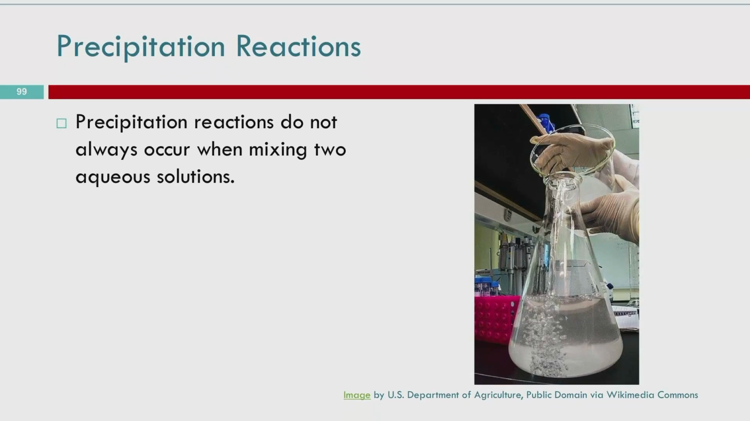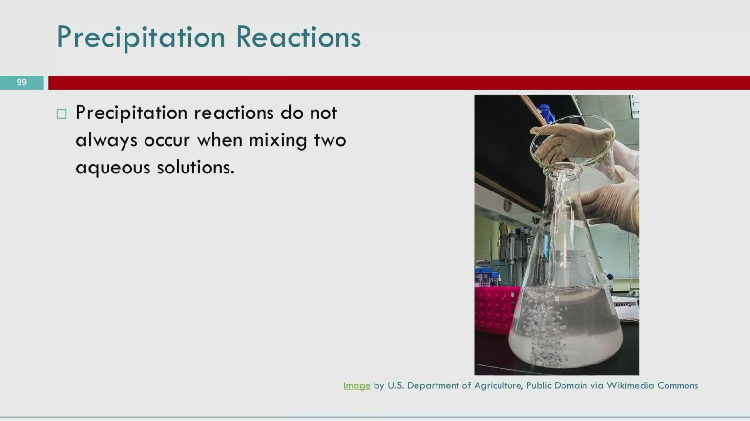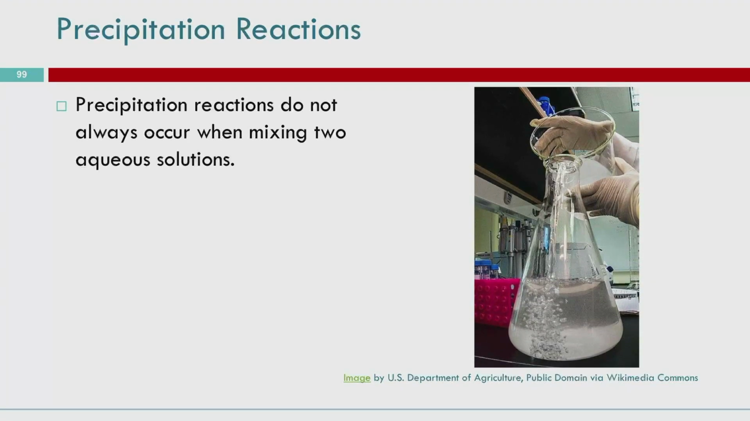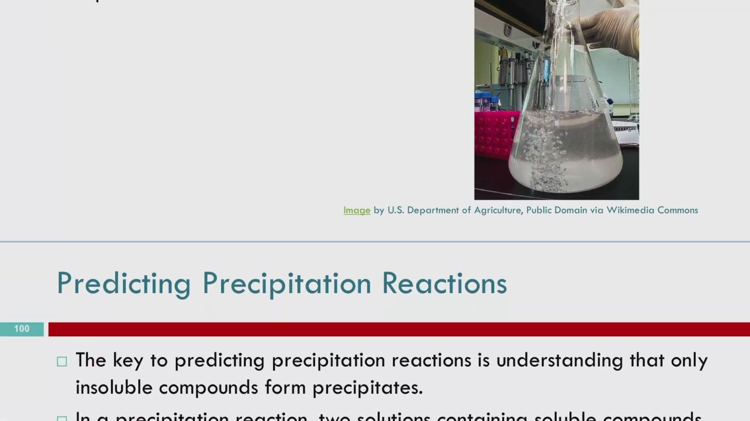However, precipitation reactions don't always occur when mixing two aqueous solutions, so here we've got an example of somebody just mixing two things together. You can also just mix stuff together. It doesn't mean that there's always going to be a precipitation reaction that occurs. So how can we know that a precipitation reaction is going to occur? If it occurs sometimes, but not all the time. That's what we want to know.